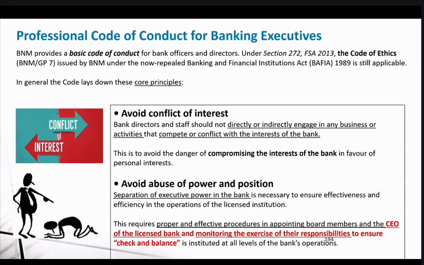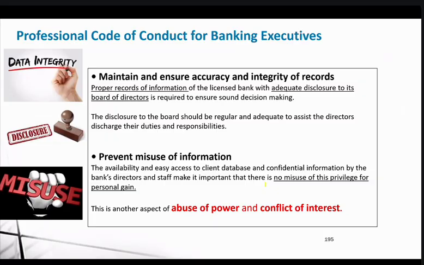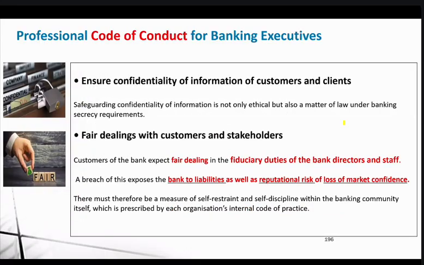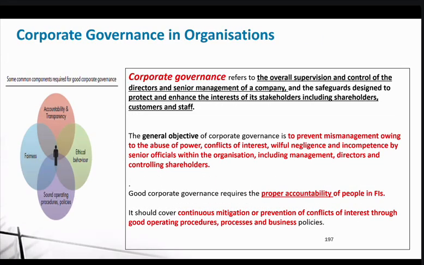So we have the code of conduct. So topic number 1, code of conduct, GP7. Remember these principles: avoid conflict of interest, avoid abuse of power and position, maintain and ensure accuracy and integrity of records, prevent misuse of information, ensure confidentiality of information to customers and clients, and fair dealings with customers and stakeholders. So that's topic number 1.